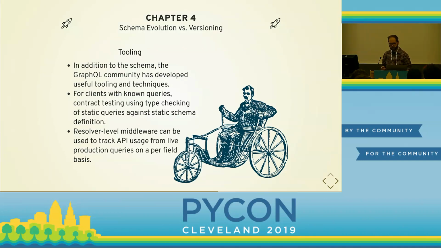We can also do resolver level middleware to track API usage from live production queries on a per field basis. This is a kind of tool that Apollo server provides and is broadly used as a technique in the GraphQL community. With REST, it's a little more difficult to get per field level information about what is being consumed and know how things can be changed.